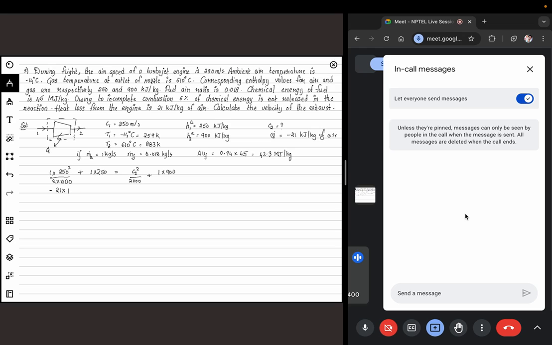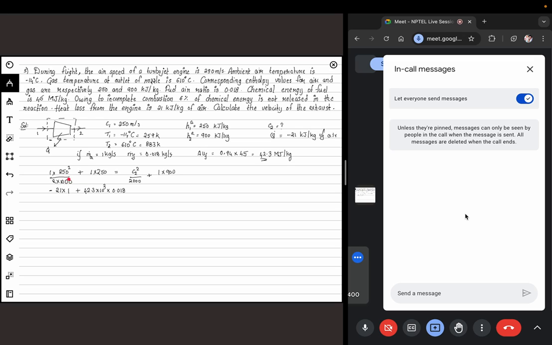And then we have the fuel. This delta U is for the fuel. So at the fuel, how much of it is converted? It's only 94% of it. So this is multiplied by the mass flow rate of the fuel, which is 0.018 kg per second. So just to convert into units.